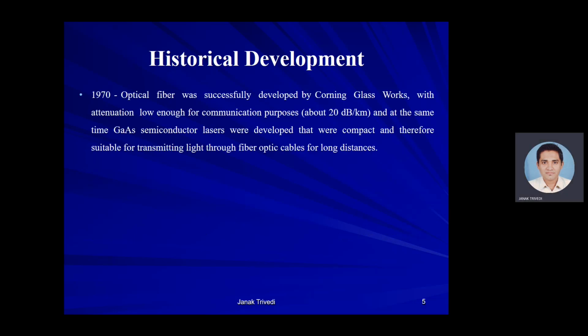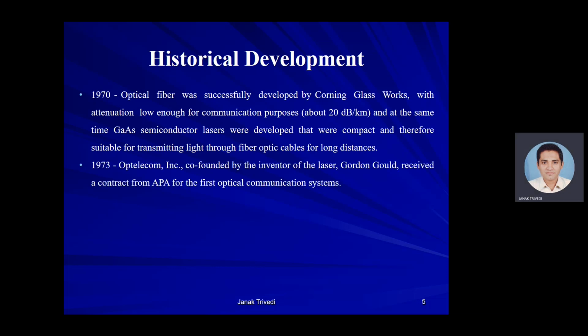Fiber was successfully developed around 1970 by Corning Glass Works with attenuation low enough for communication purposes, about 20 dB per kilometer. At the same time, gallium arsenide semiconductor lasers were developed that were compact and therefore suitable for transmitting light through fiber optic cables over long distances.